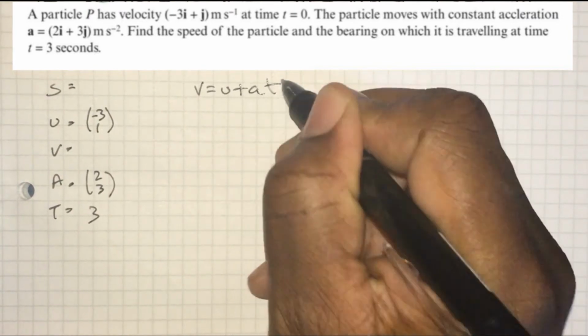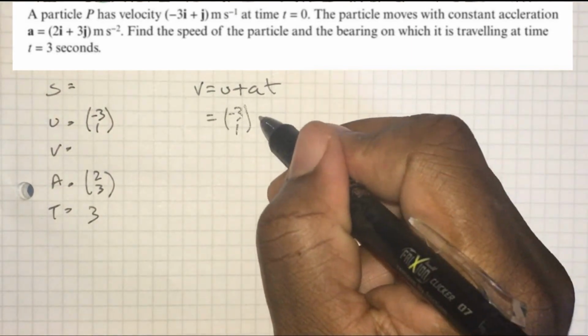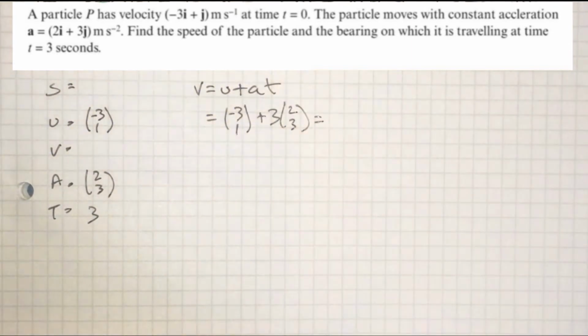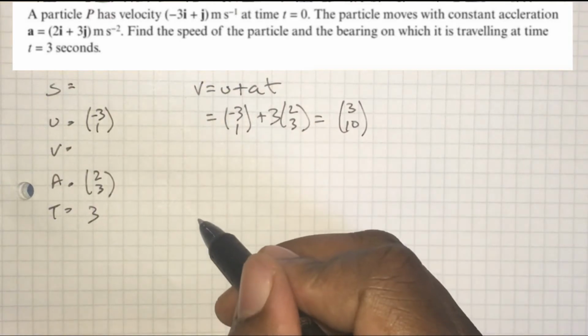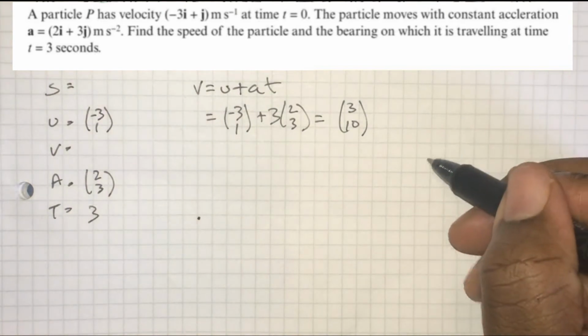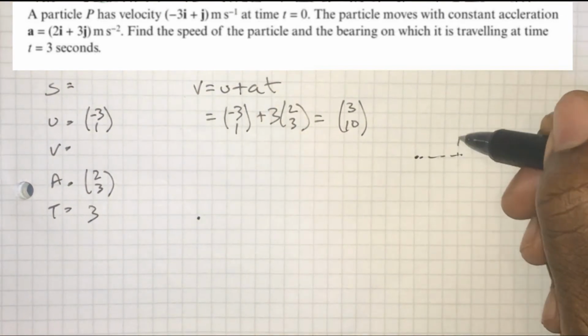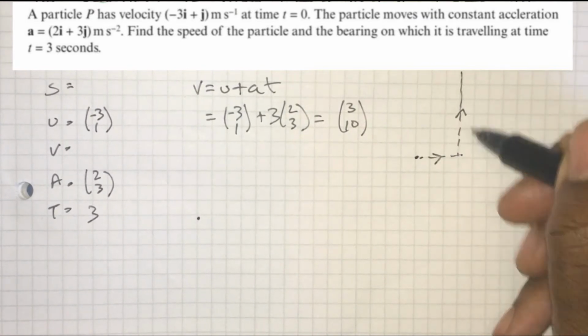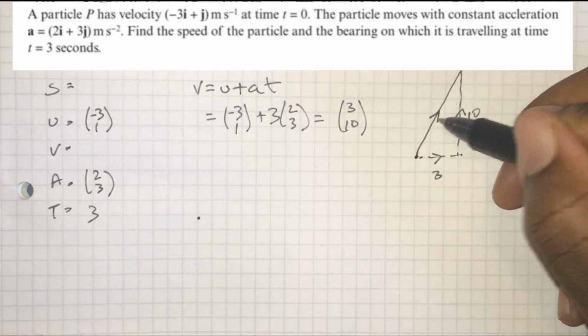So setting these all out, we realize we can use v equals u plus at, and just subbing in our vectors and doing some sensible rearranging, we get a final velocity of (3, 10). All right, we've been asked for the speed and the bearing at that time. Let's actually just draw this vector first. So 3 to the right and 10 up. This diagonal line is the vector.